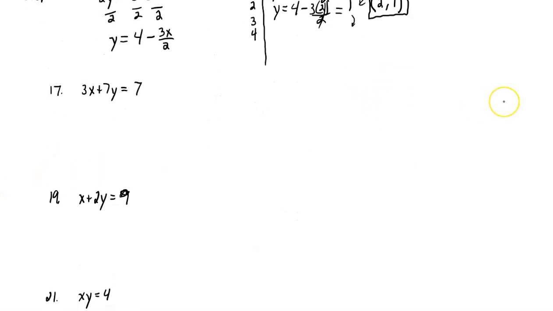Okay, number 17. Step 1. Transform the equation so it's solved for y. So you need to subtract the 3x from both sides. That makes 7y is equal to 7 take away 3x. Now divide by 7. 7 divided by 7 is 1. And over here we're going to get 3x over 7.